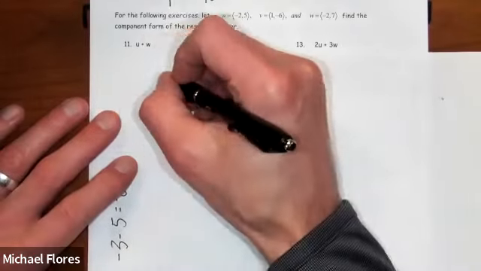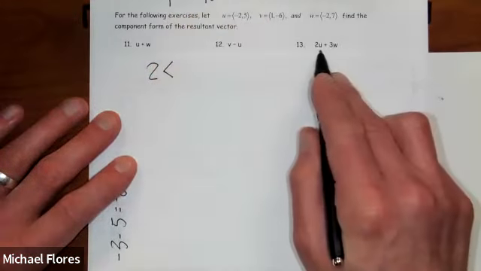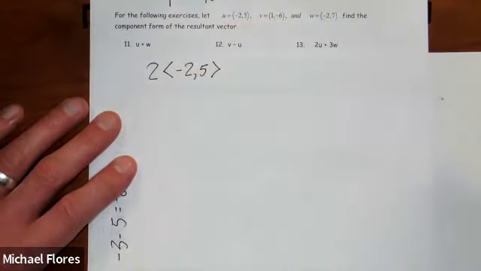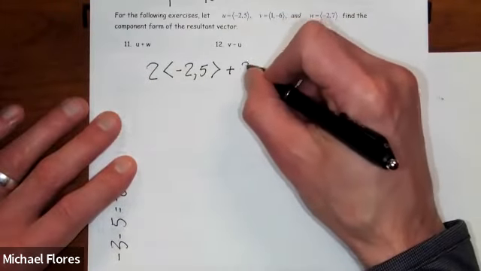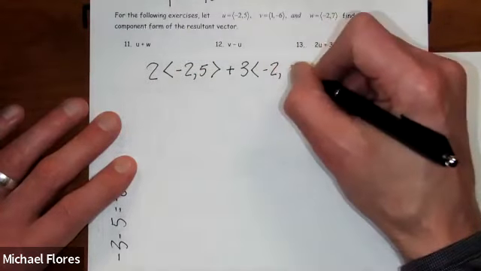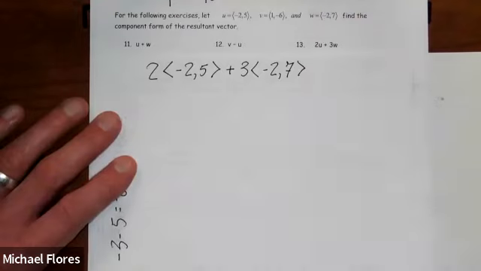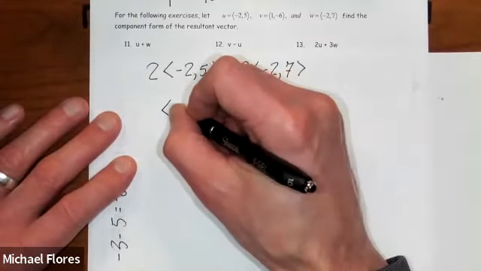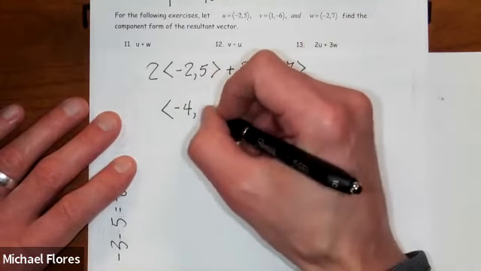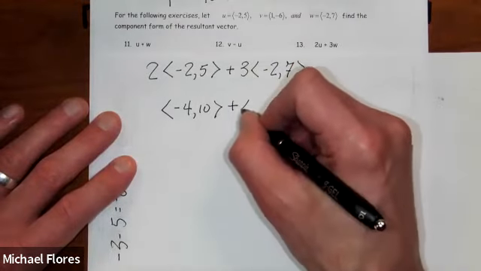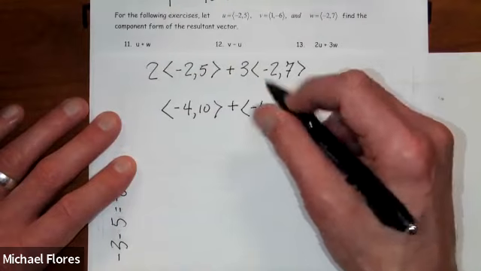And now 13, 2 times component vector u, adding that to 3 times component w. Start by distributing the 2 throughout the vector here. So 2 times -2, 2 times 5, plus 3 times -2, 3 times 7.